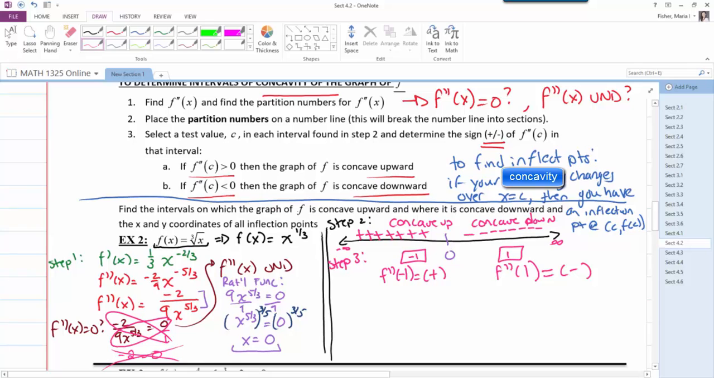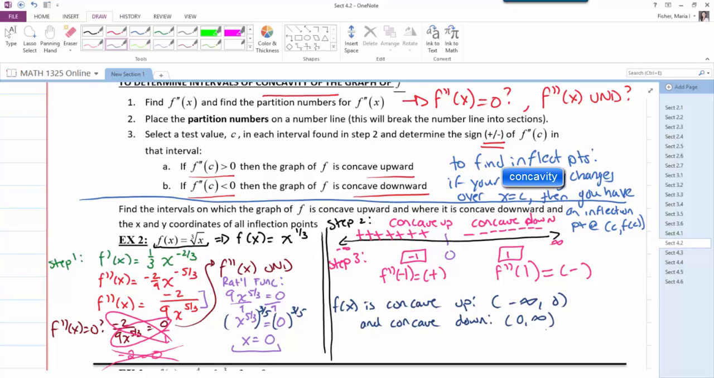Find the intervals on the graph of f for which you're concave up and down. So we know that f of x is concave up from the interval of negative infinity all the way to 0, and it's concave down from that interval from 0 to positive infinity. Do I have an inflection point? Well, did I change concavity? I did, right? I went from concave up to down, and that happened at 0.